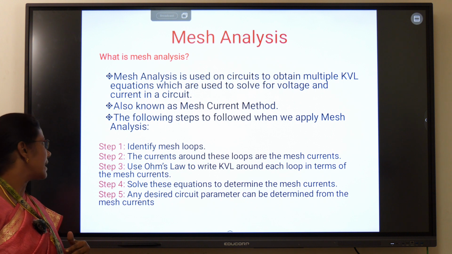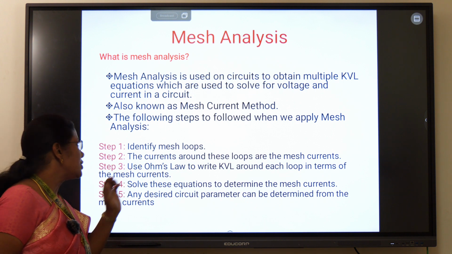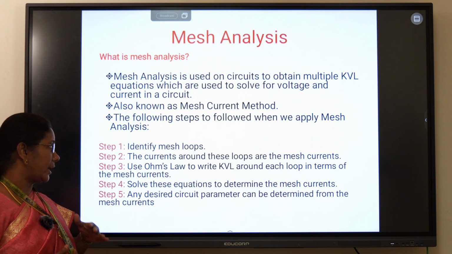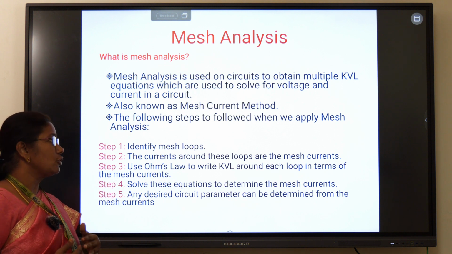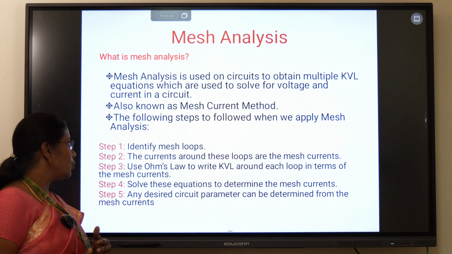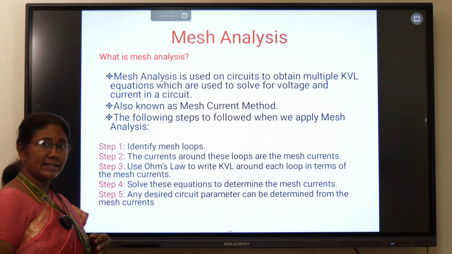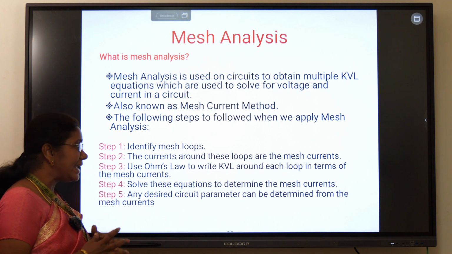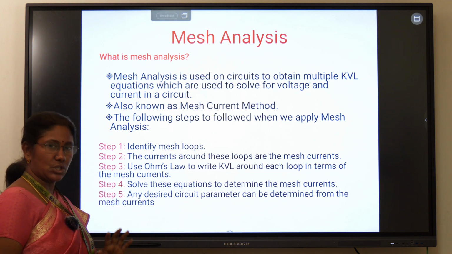In the first step we have to identify the mesh loops. Then in the second step the currents around these loops are taken to be the mesh currents. Then in the third step we have to use Ohm's law to write the Kirchhoff voltage law, the KVL equation around each loop in terms of the mesh currents.